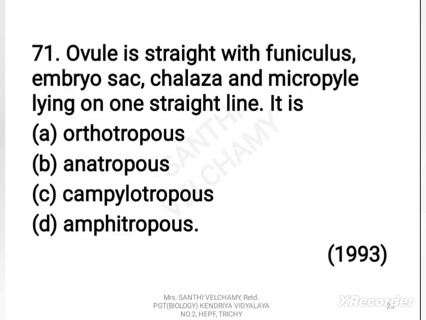Next question. Ovule is straight with funiculus, embryo sac, chalaza and micropyle lying on one straight line. It is A. Orthotropous, B. Anatropous, C. Campylotropous, D. Amphitropous. The correct answer is A. Orthotropous.